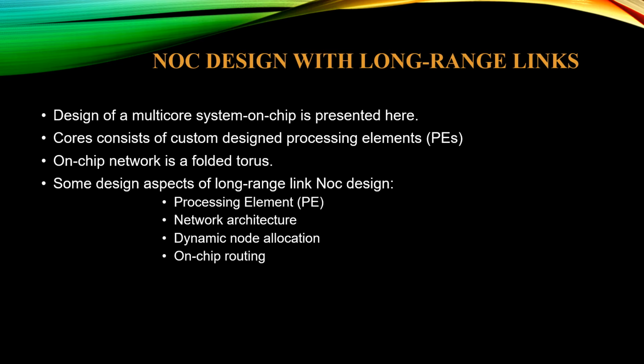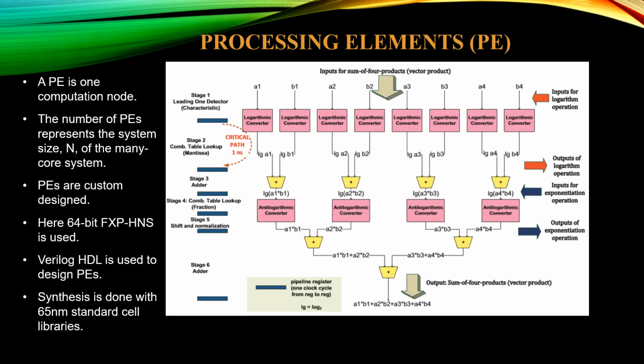Now we will see how the long-range links are designed in the NOC architecture. The cores consist of lightweight custom-designed processing elements, or PEs. The on-chip network is a folded torus, which is a type of switchless interconnect topology. In the following slides, we will see more about the processing elements, the network architecture, dynamic node allocation, and on-chip routing. Processing elements are nothing but computational nodes.